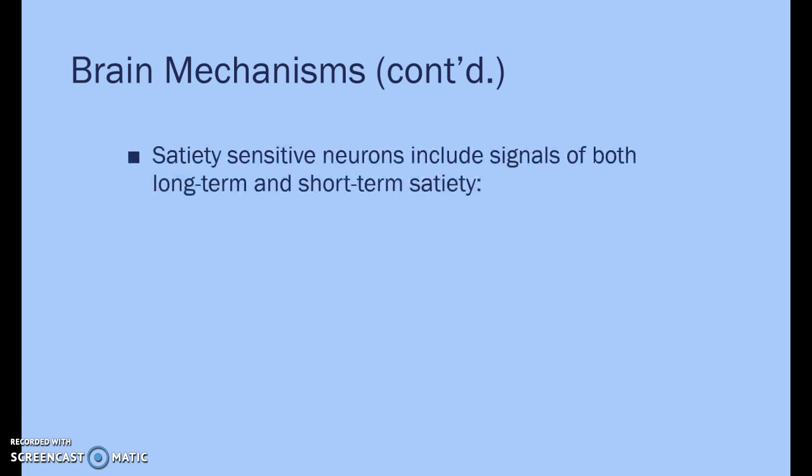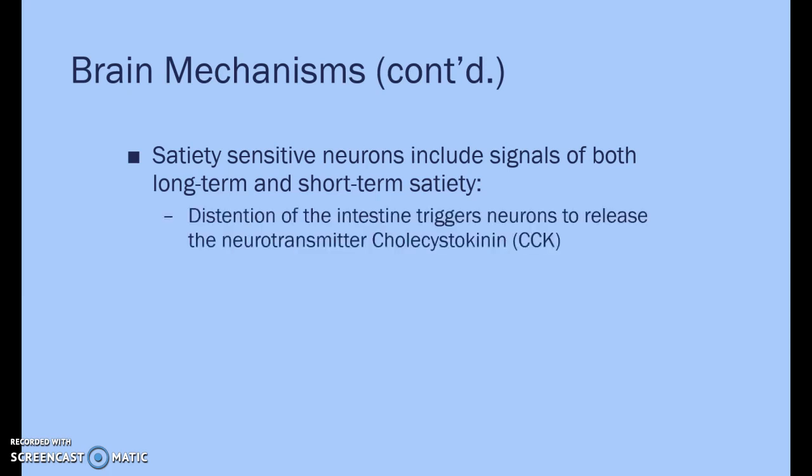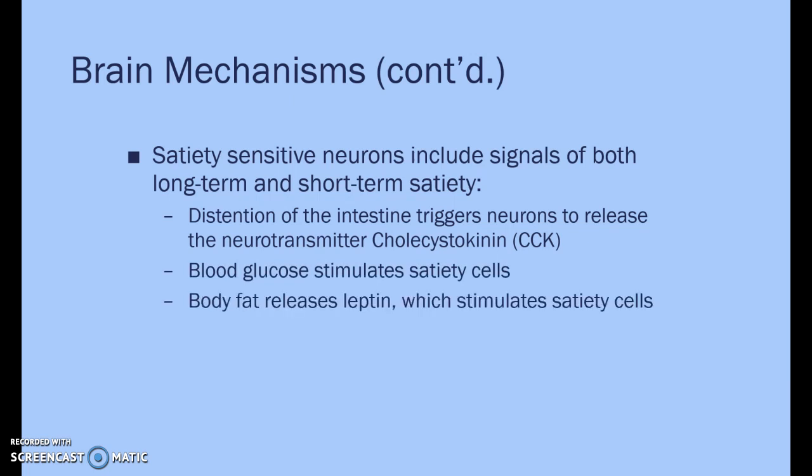Satiety-sensitive neurons include signals of both long-term and short-term satiety. The distension of the intestine triggers neurons to release that CCK, which we mentioned before. Blood glucose can stimulate satiety cells, and body fat can release leptin, which stimulates satiety cells. And as we talked about before, CCK can constrict the sphincter between the stomach and the duodenum, making the stomach fill up faster, and can also stimulate the vagus nerve, sending signals to the hypothalamus that it's time to stop eating.